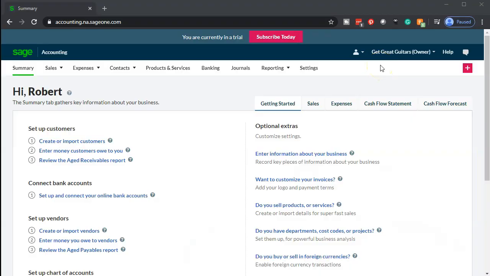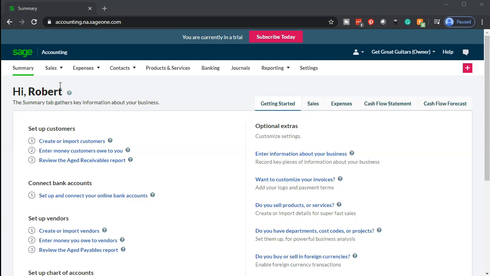Here we are in our Get Great Guitars summary page. We're going to jump over to a flowchart just to discuss how the bank feeds may fit into our process. Now note, when we're thinking about Sage Accounting, we can use a full accrual accounting system. It has all the functionality even to put in the inventory and whatnot into the full accrual accounting system.